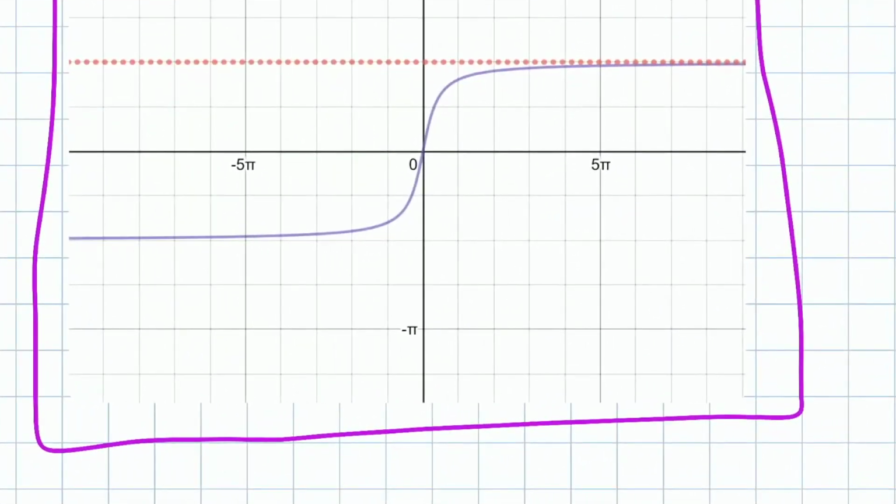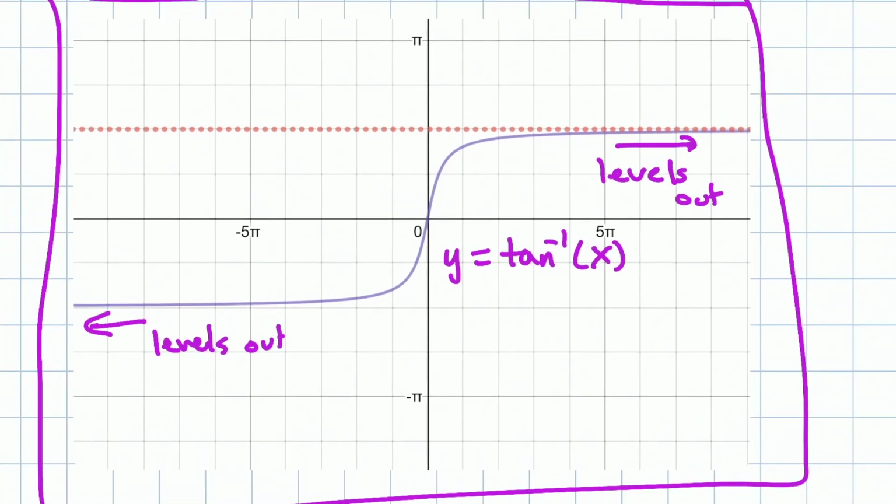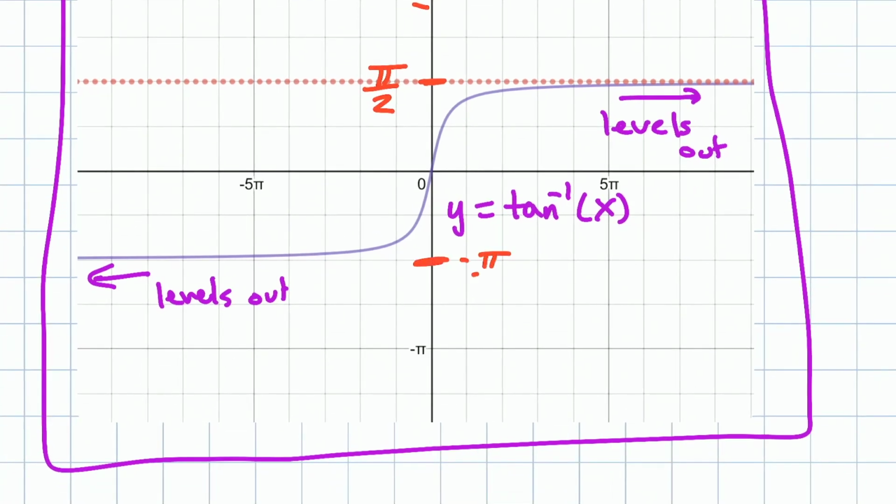So what we have here is the graph of a function. Now this is the graph of y equals tangent inverse of x. Okay, and what you can notice about it is that out this way and out this way, it just levels out, right? And you can even say what the level is. So this point right here, this is up at pi over 2. It's not written here, but you can see where pi is, right? Pi is right here. So that's pi over 2. And the one down here, this is negative pi over 2.